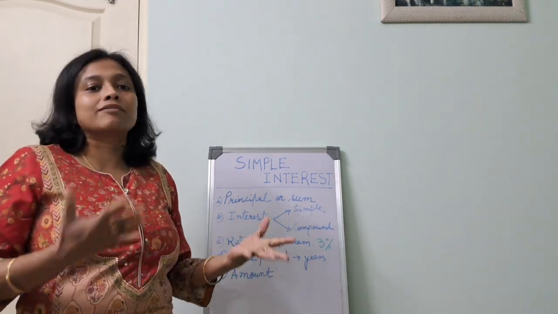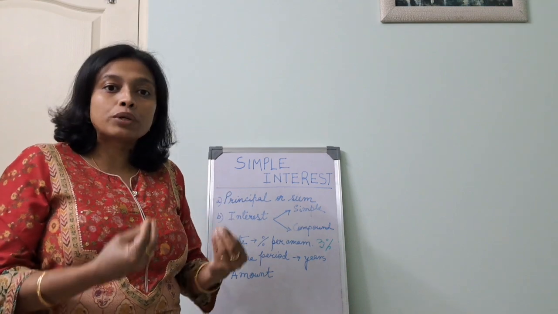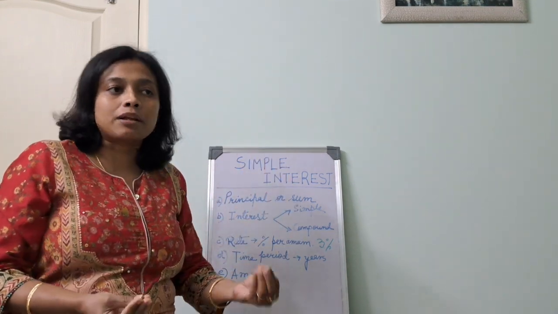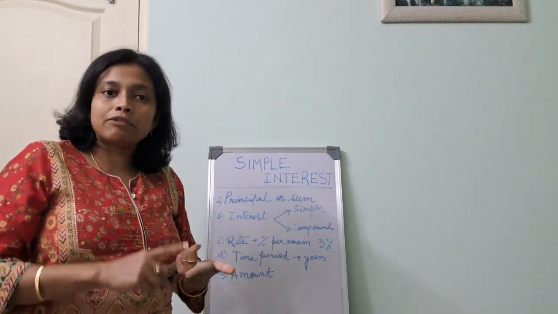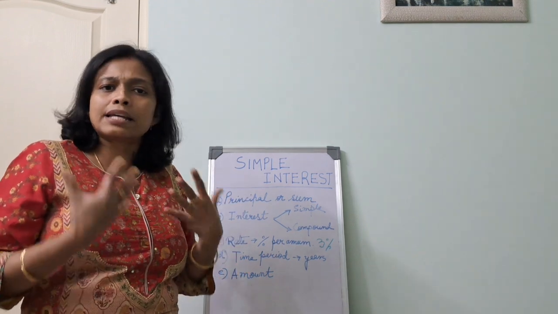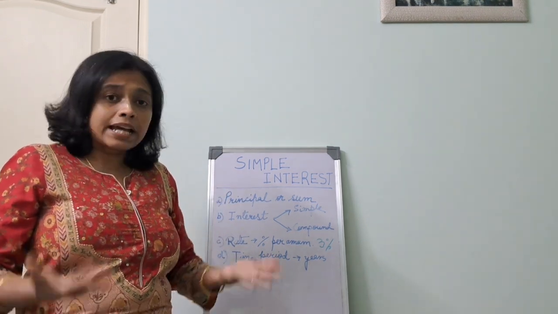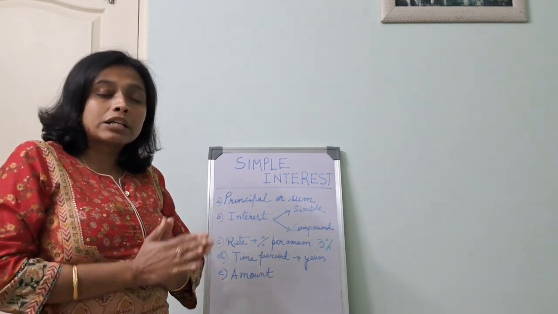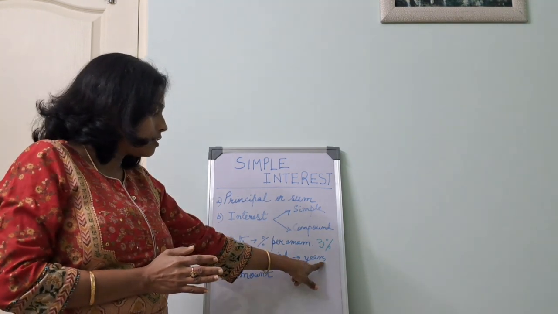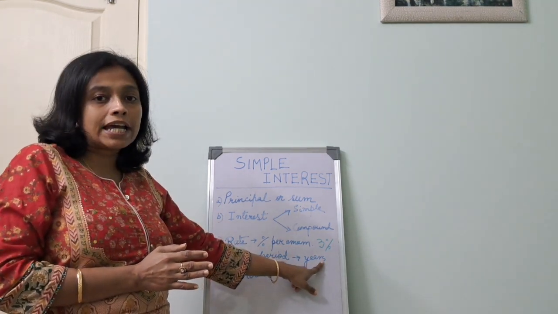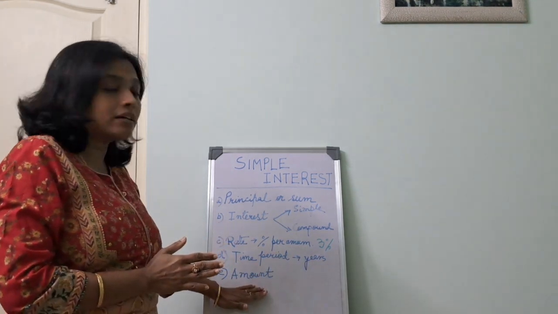Now time period is very easy. It is the time duration for which you're keeping the money in the bank. It can be 1 year, 2 years, a few months, anything. 5 years, 10 years, anything. But it is always expressed in years. Okay? And the last one is amount.